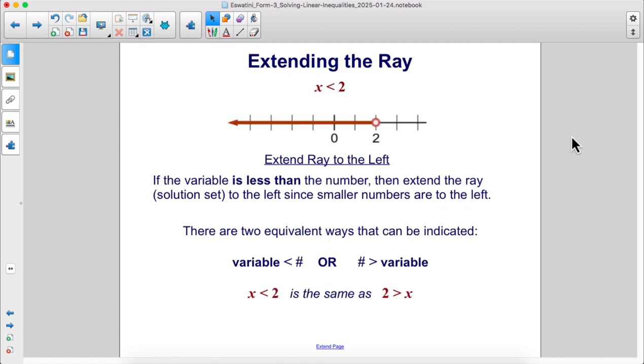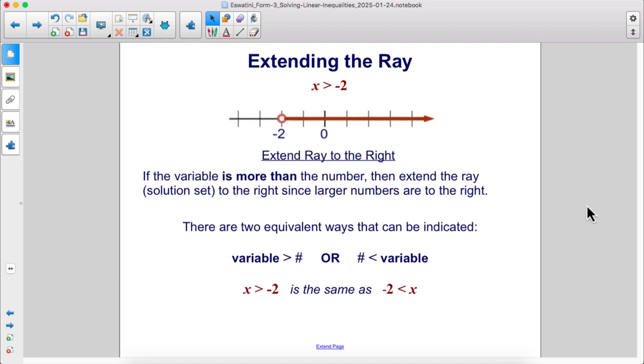If the variable is less than the number, you're going to extend the ray to the left, since smaller numbers are to the left. There are two equivalent ways that can be indicated. The variable is less than the number, or the number is greater than the variable. X is less than 2 is the same as 2 is greater than x.